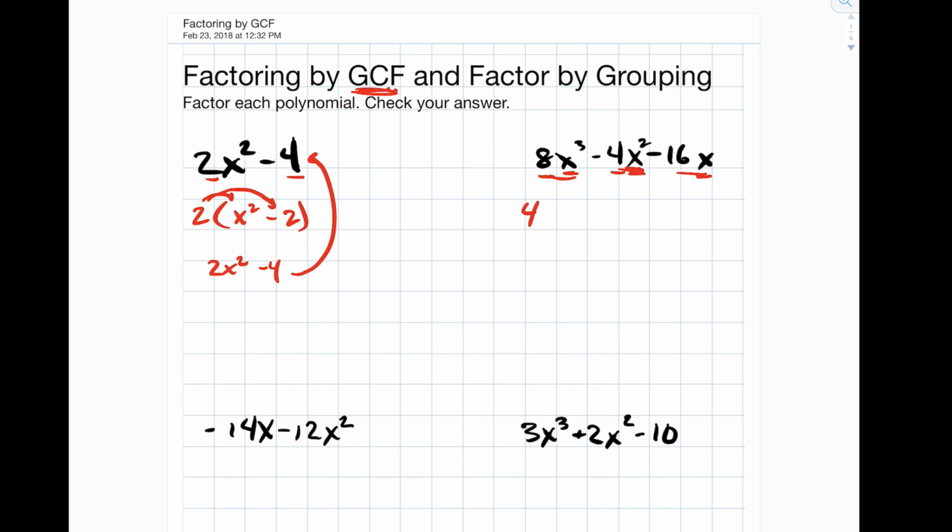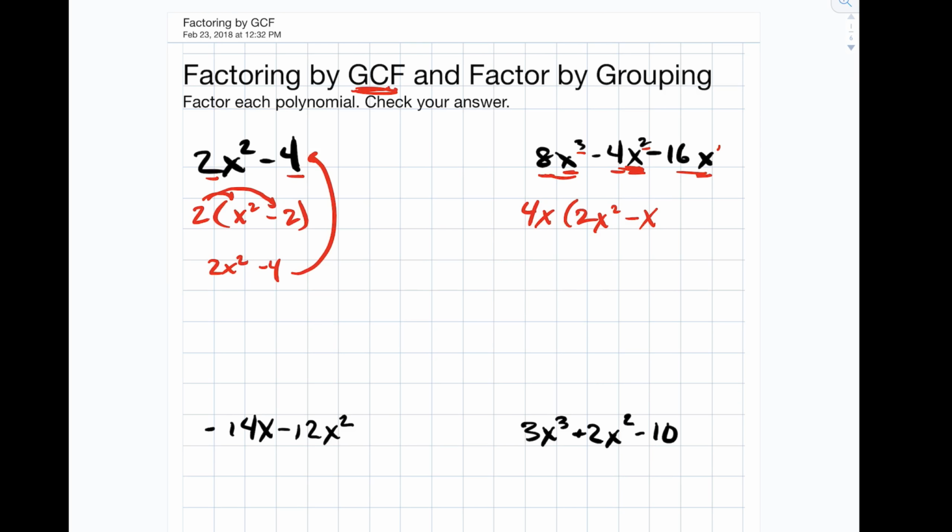So let's factor out a 4x, right? This has 3 x's, this has 2 x's, that has a 1x there. So let's factor out 4x. 4x goes into 8 2 times, but leaves x squared, right? Because we're taking 1 out. 4x goes into x squared and leaves just an x. And 4x goes into negative 16x and leaves negative 4.